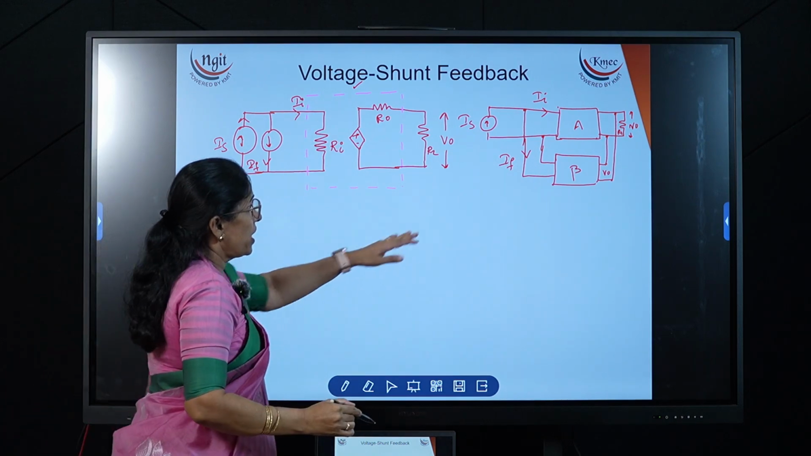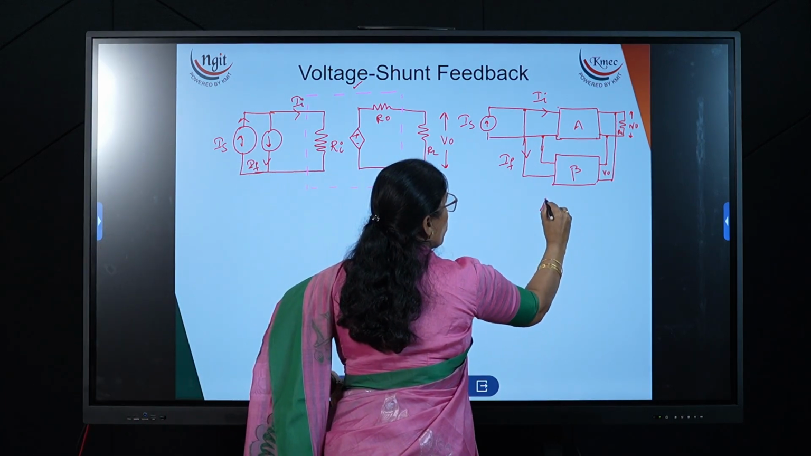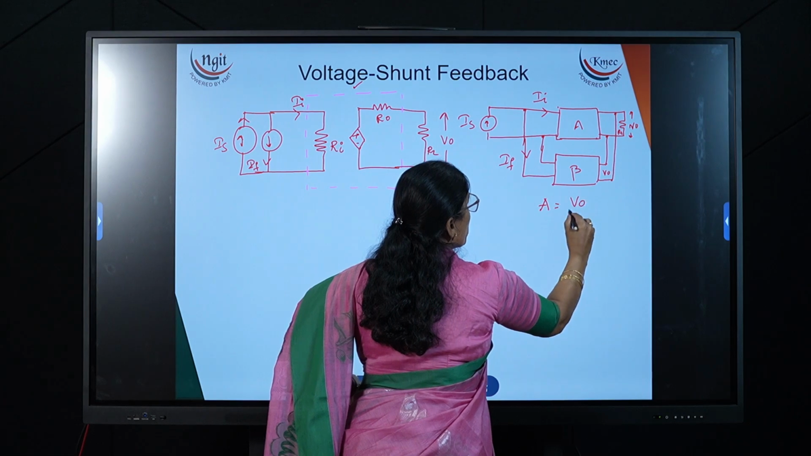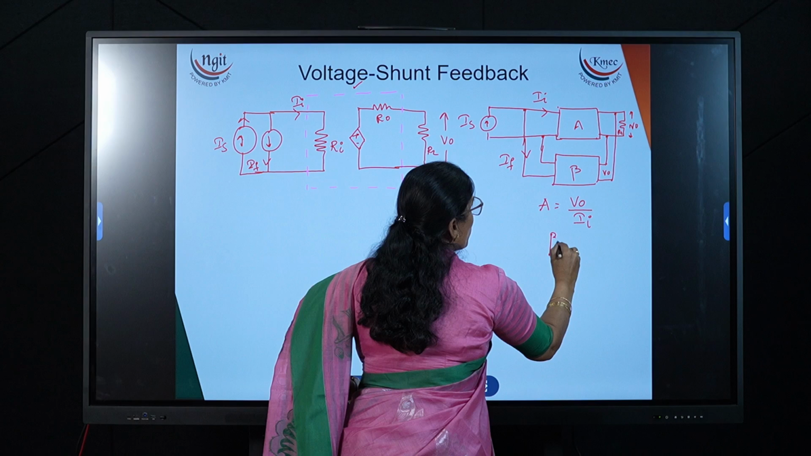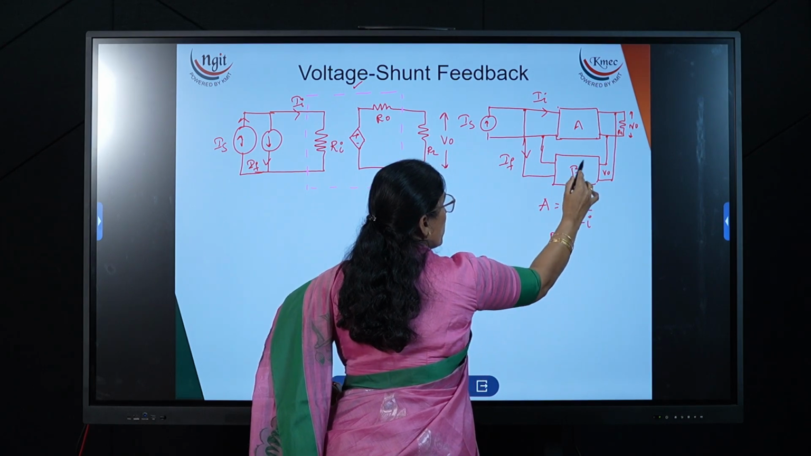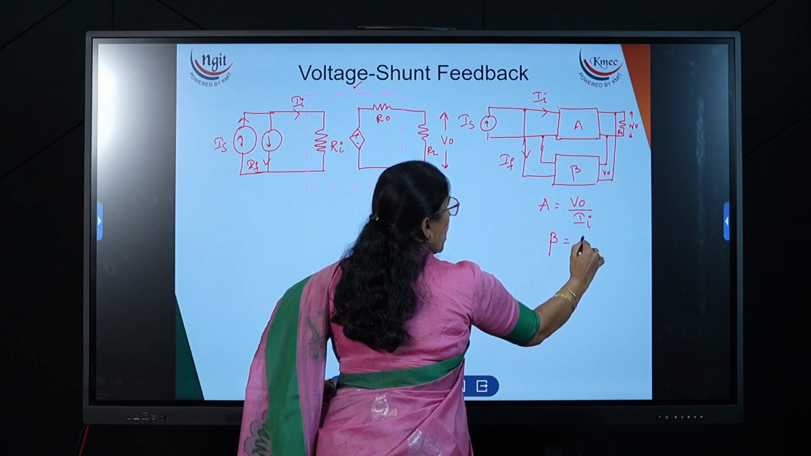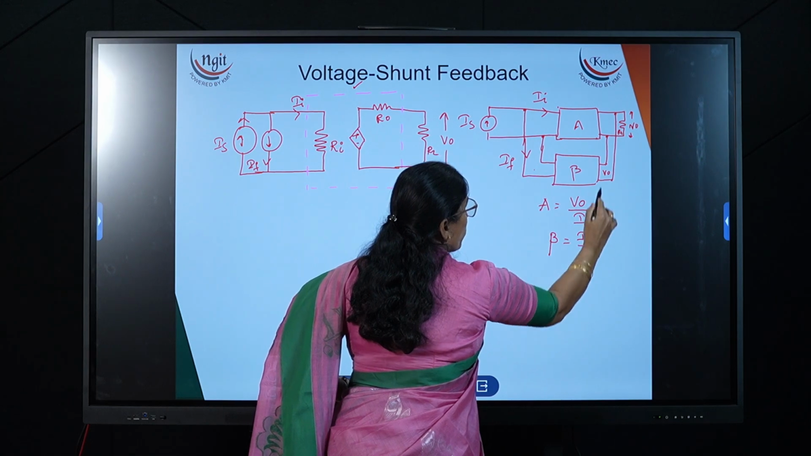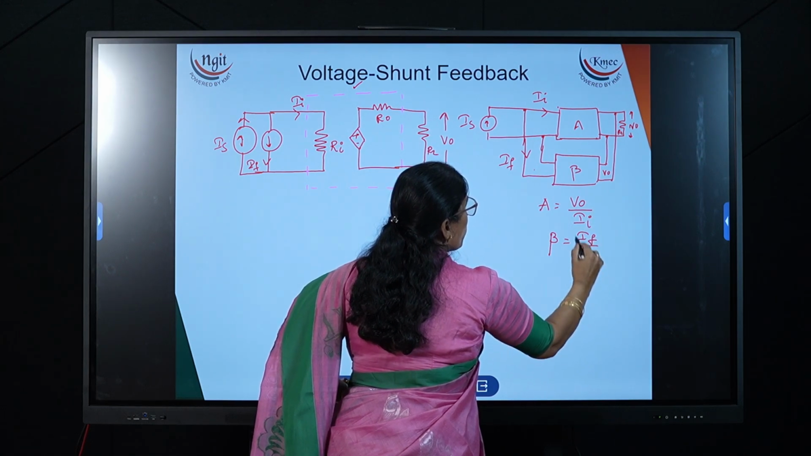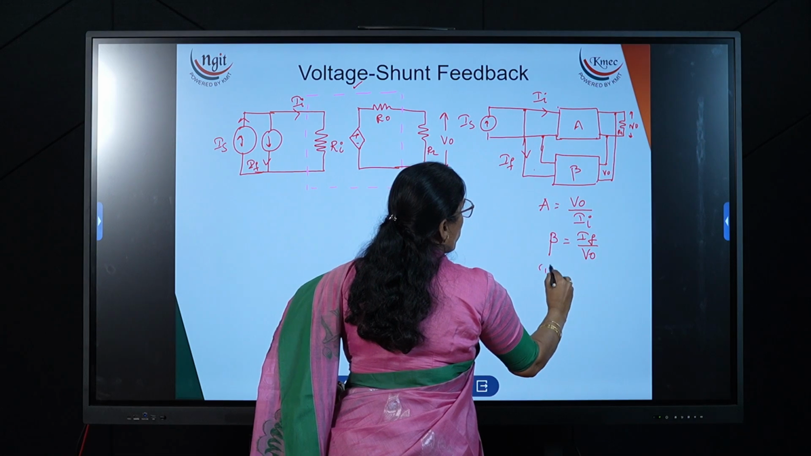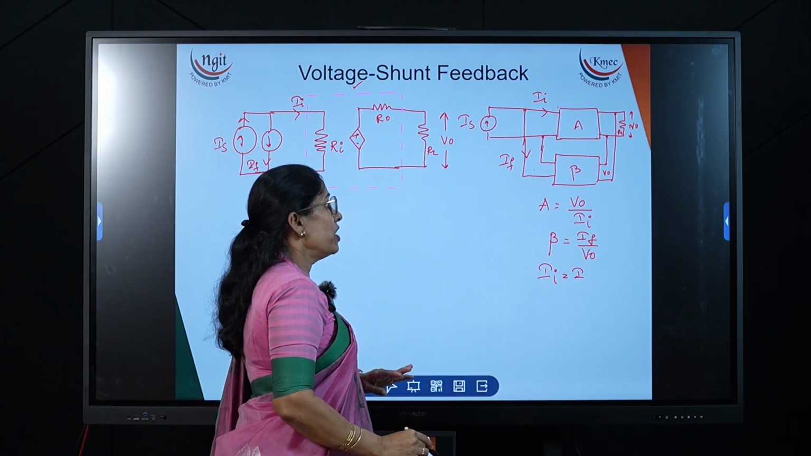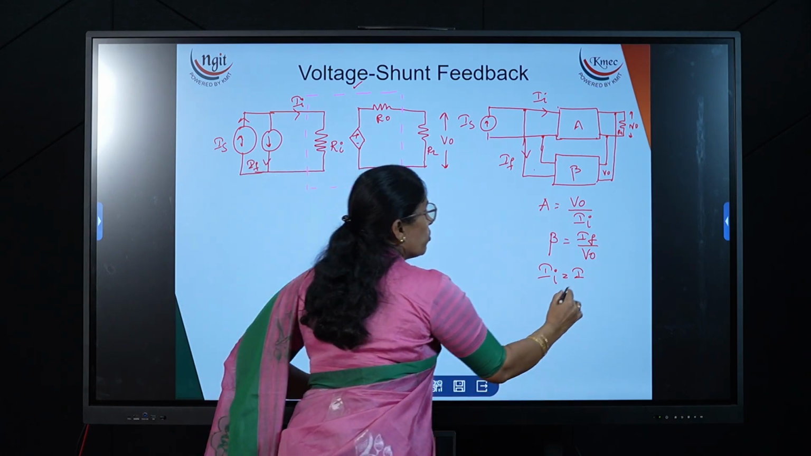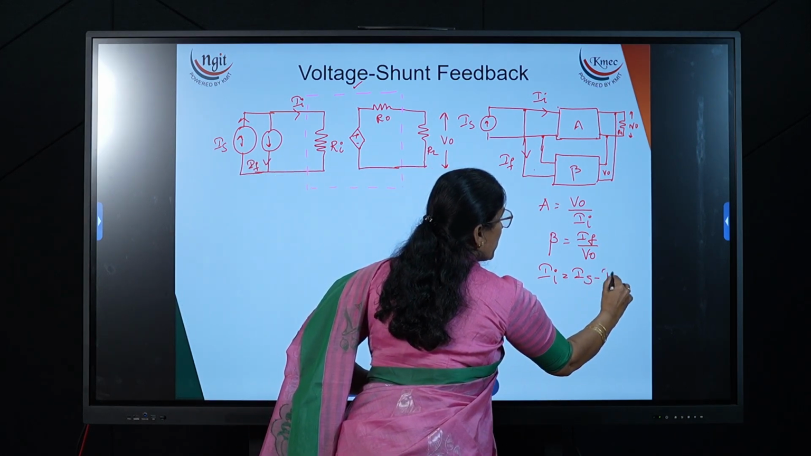Now from this diagram, what can we write? A is equal to output by input. Output is V0, input is II. And beta is equal to output by input. For this feedback network, what is output? IF is the output. And what is the input? V0 is the input. Now from this expression, II is equal to what can I write? This is the negative feedback. So always the feedback signal is subtracted from the input source, IS minus IF.